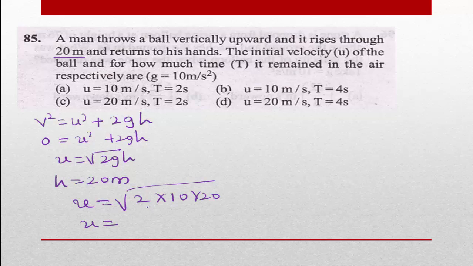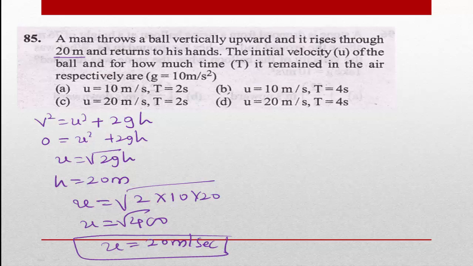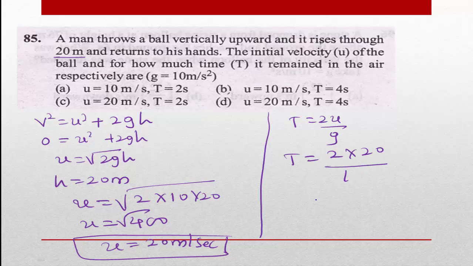Therefore u equal to root of 2 into 10 is 20, 20 into 20 is 400, root of 400 is 20 meter per second. The initial velocity of the ball is 20 meter per second. And how much time it remained in the air, that is the time of flight. T is equal to 2u divided by g. Therefore T is equal to 2 into 20 divided by g value 10, that is 40 divided by 10. We get the answer 4 seconds.